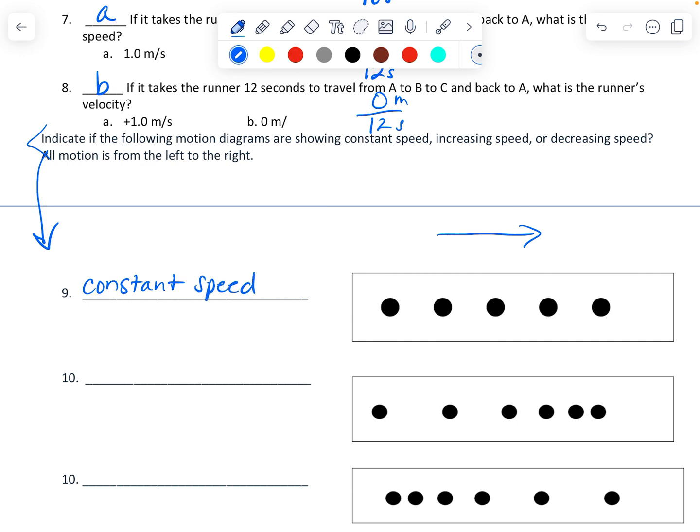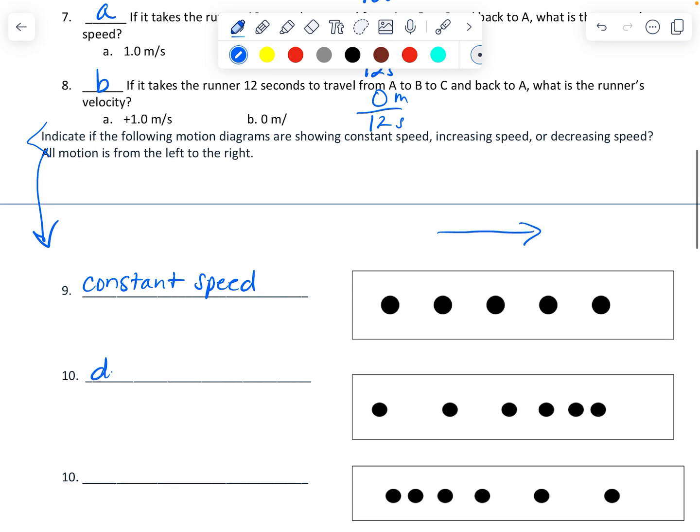This one, the dots start spaced out, but then they get closer together. So if each one of these were a second, they're covering a lot of distance here, and then covering less distance in the second part of this. So it's decreasing speed or velocity. And this is all to the right. So we'll just say to the right on all of these, because that's what it is.